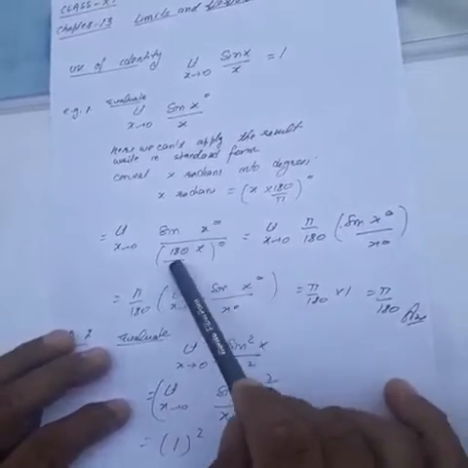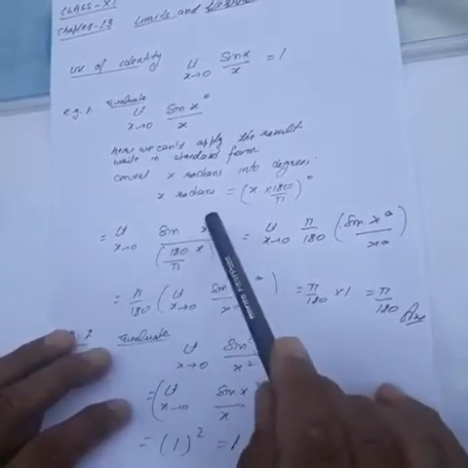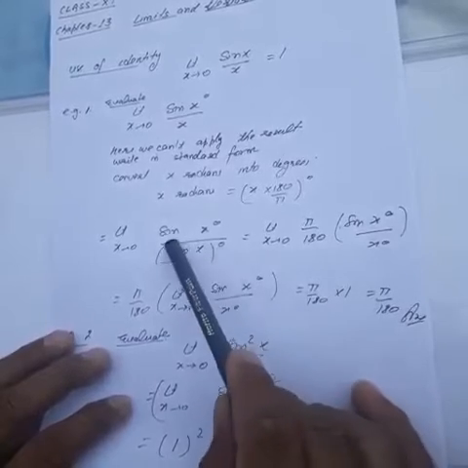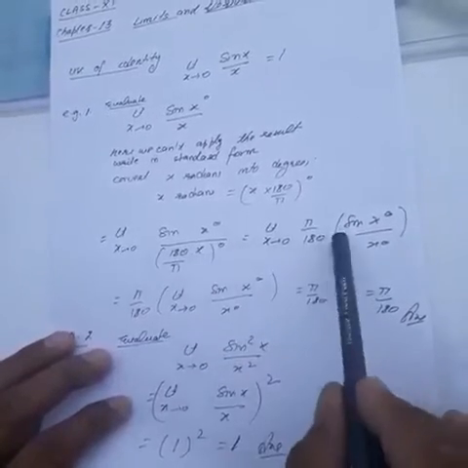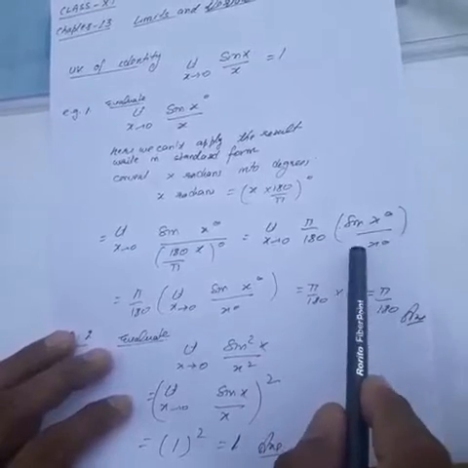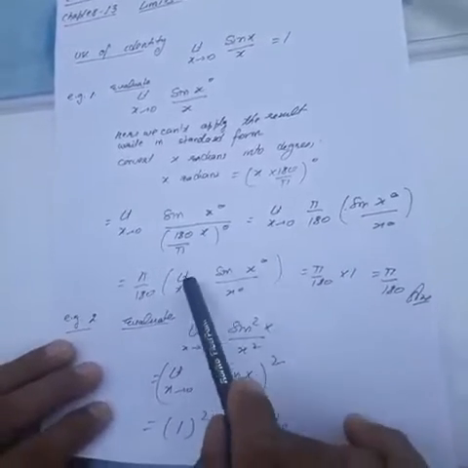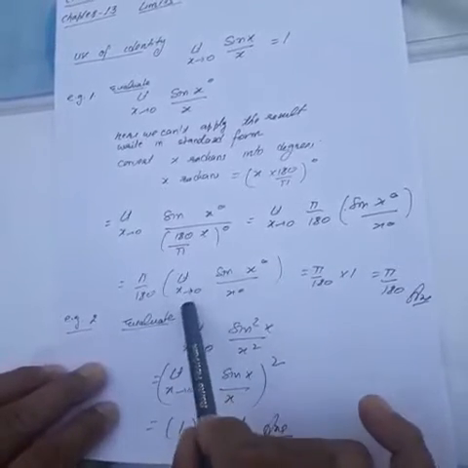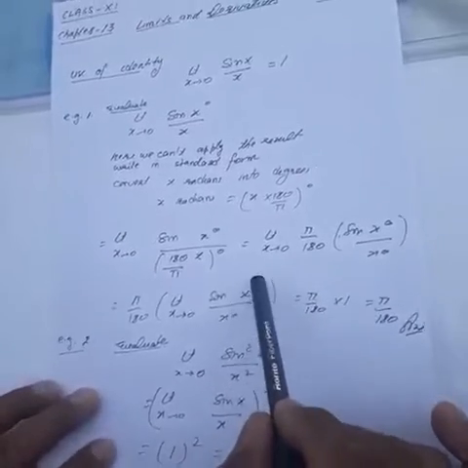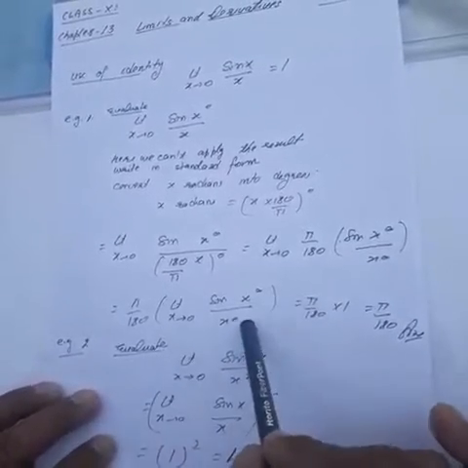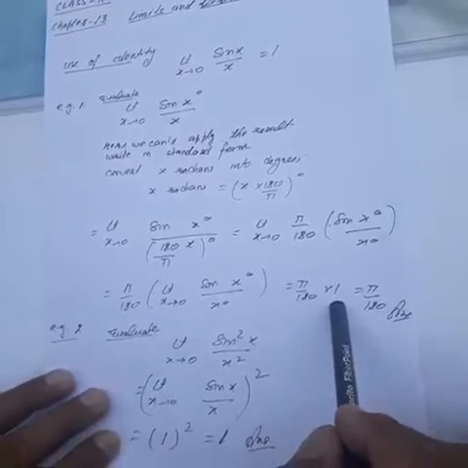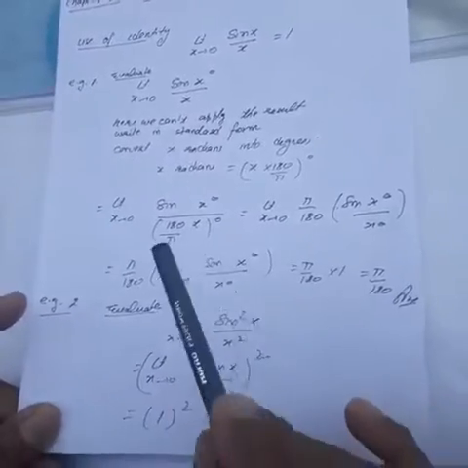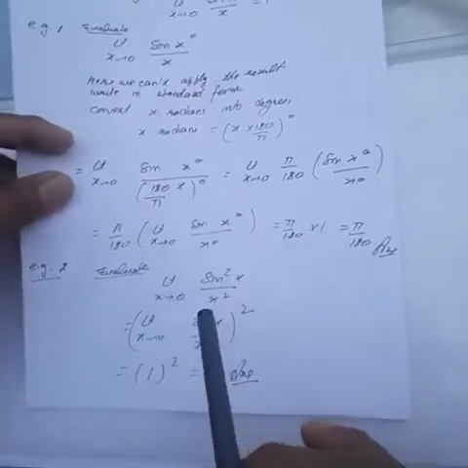Now try to reduce it into standard form. Still this is x and this is 180 upon pi into x. So this is a constant term, so that can be written like this: sin x degree upon x degree. Now write the limit with the variable with this function: pi upon 180 into limit x tends to 0 of sin x degree upon x degree. Now this is a standard form and now it is equal to 1. So the answer is pi upon 180. So we have to apply the limits like this.